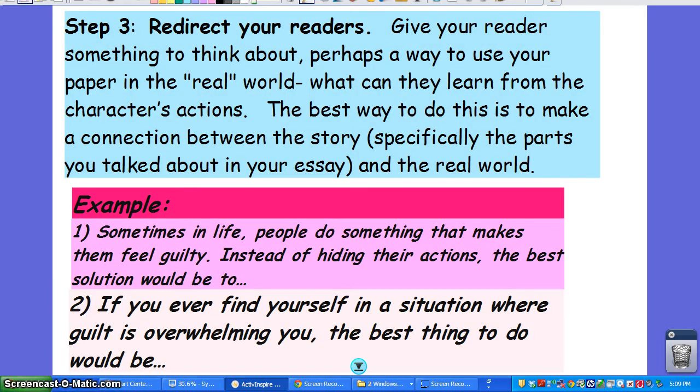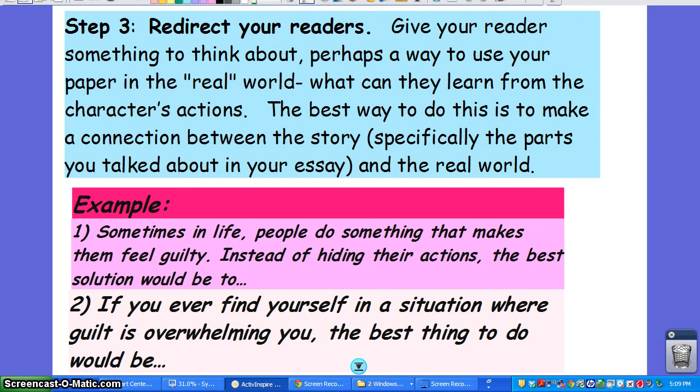And then finally, I'm going to redirect my readers. I'm going to give the reader of my essay something to think about, a way that they can use what I've written in the real world. So, in other words, what they can learn from the character's actions, or what I want them to do with this information.